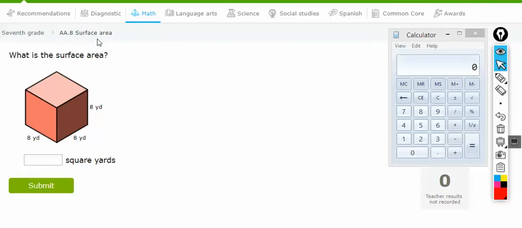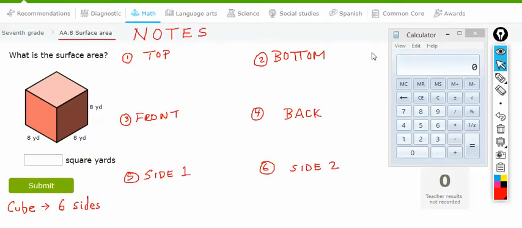Surface area, 7th grade AA8. The way you have to do surface area is you have to think about the 6 sides of this cube here. Bam, like magic. You're going to take notes. There's your title underlined.